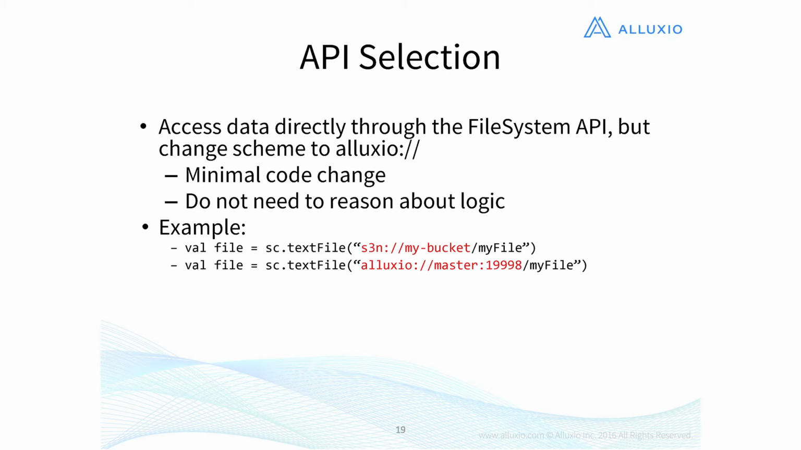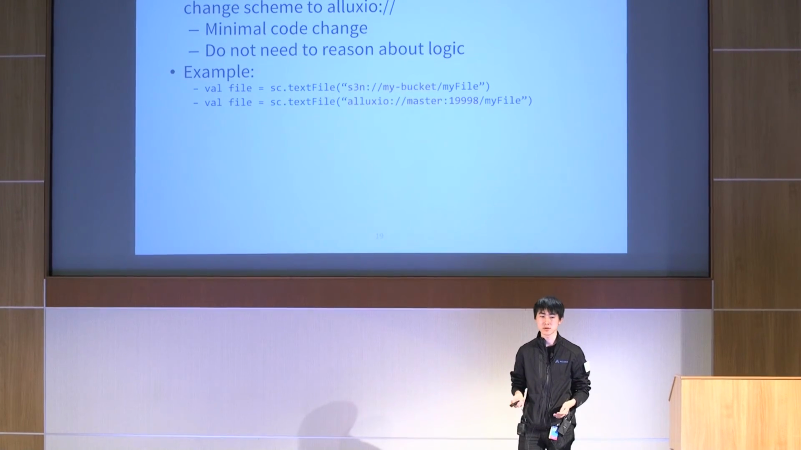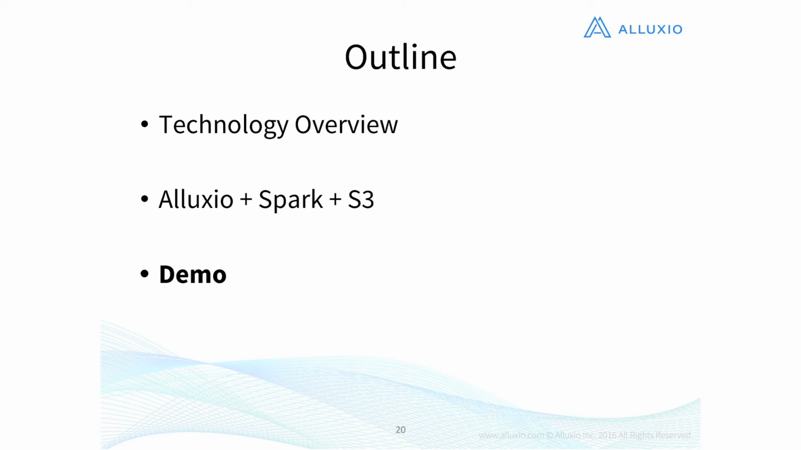I'll give you a really basic example of what it might look like in your code. So here's the original Spark code where you're accessing the data from an S3 bucket. And now is the updated code where you're accessing the data through Alluxio instead. Basically, just change the header or the scheme portion.